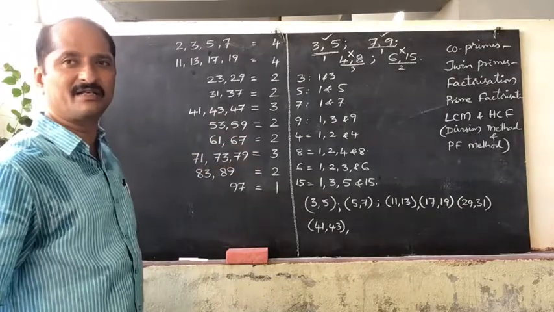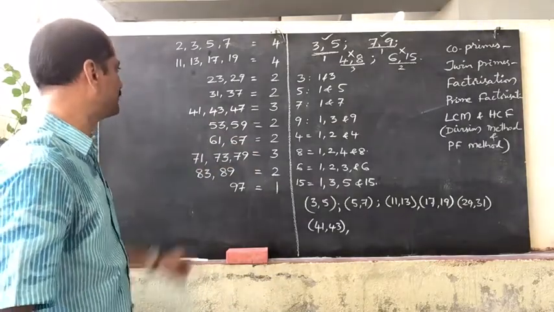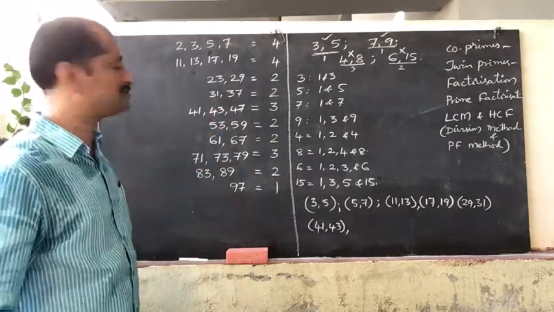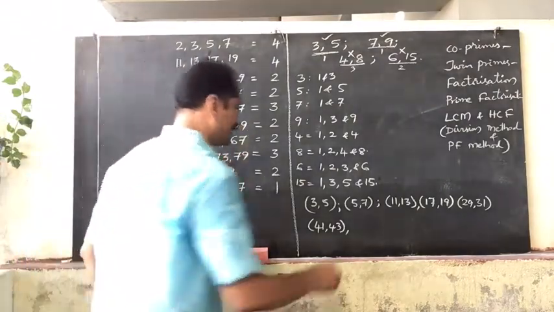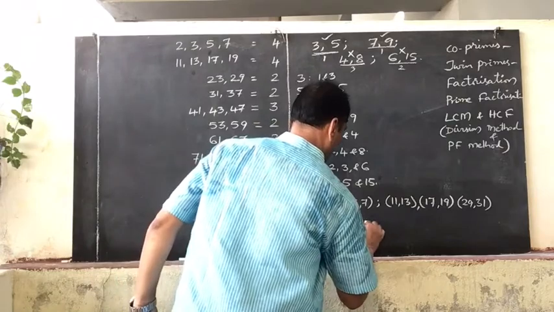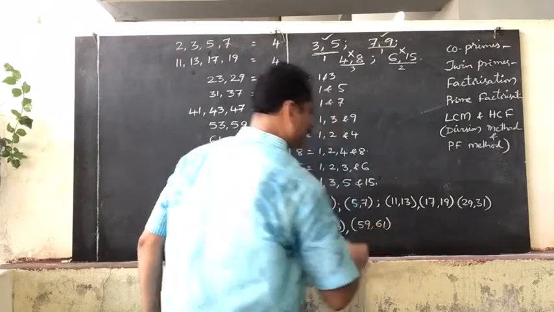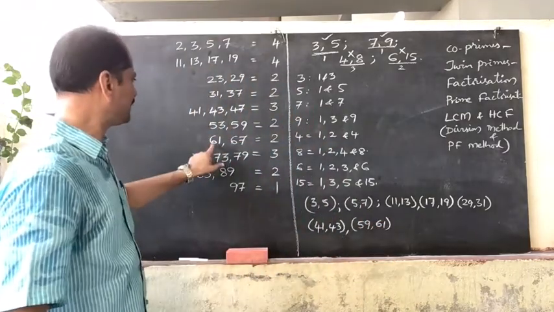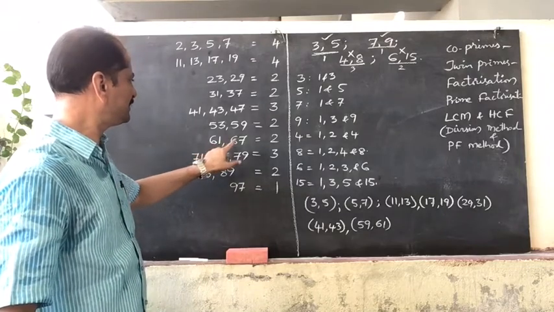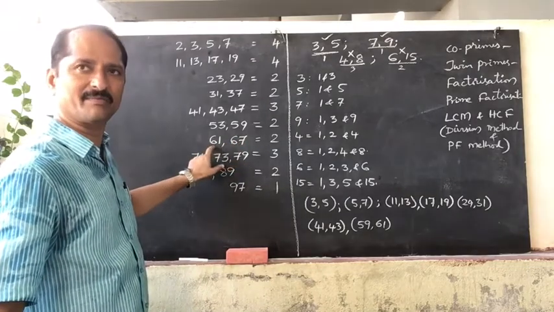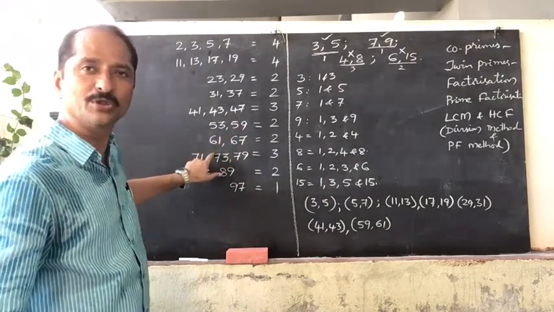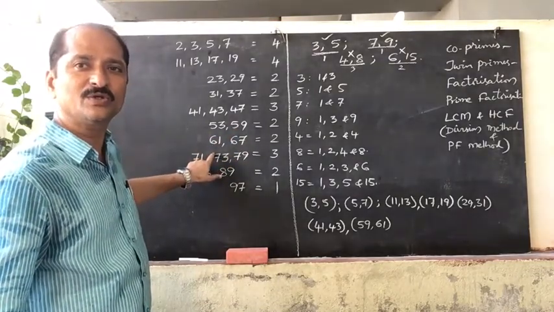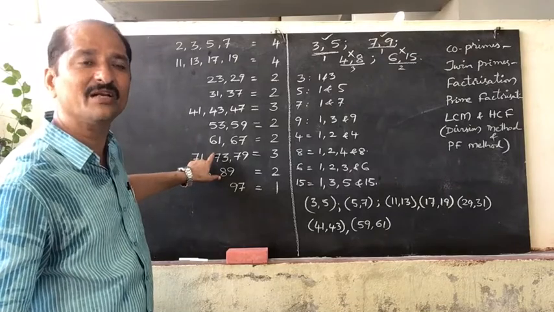43, 47, the difference is 4, so they are not twin primes. 47, 53, the difference is 4, here also no. 53, 59, here also no. 59, 61: observe carefully here. Is 61 a prime number? 61, 63, 65, 67, 69: yes, 61 is a prime number. So the difference of 59 and 61 is 2, and these two are a pair of twin primes.